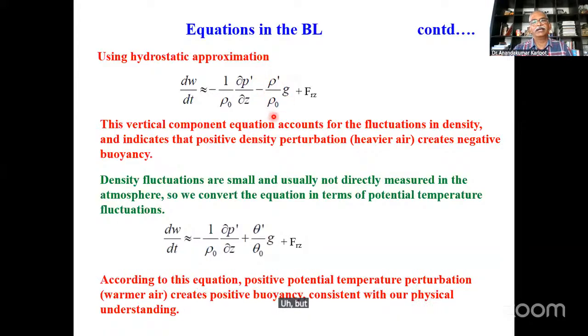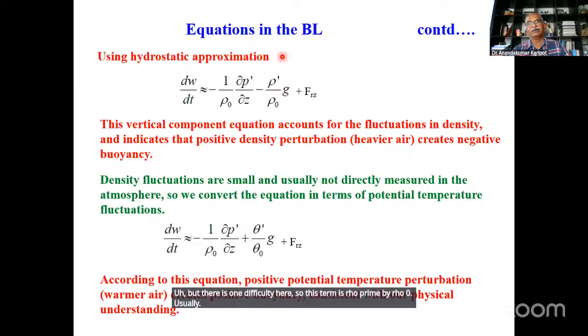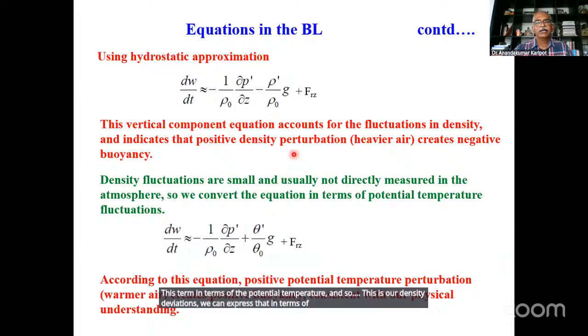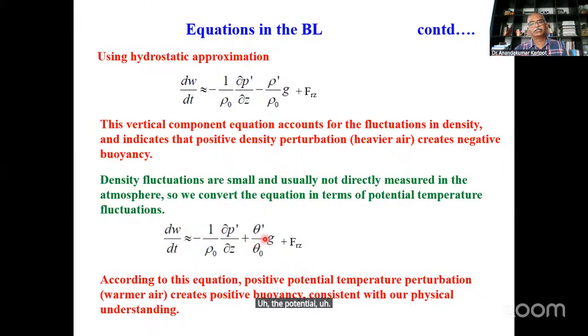But there is one difficulty here. This term is rho prime by rho 0. Usually we don't deal with the fluctuations in the density directly, for several reasons. So it will be convenient if we convert this term in a more user-friendly way. If we can convert it in terms of the potential temperature instead of density deviations, we can express it in terms of the potential temperature deviations. And so we rewrite the equation in this particular form.